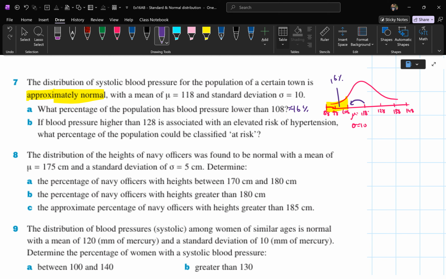Blood pressure higher than 128 is associated with an elevated risk of hypertension. So what percentage of the population could be classified at risk? Essentially it's asking what percentage of the population has a blood pressure higher than 128? 128 is over here, one standard deviation to the right. So this must be 16%. So 16% of the population could be classified as at risk.